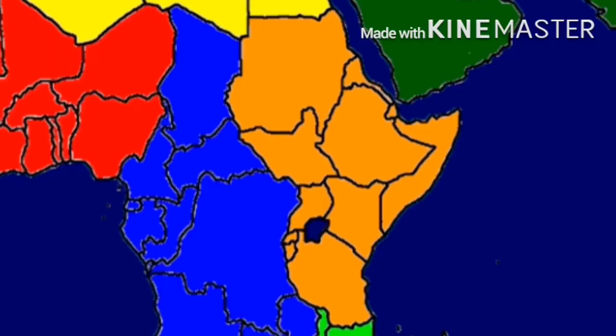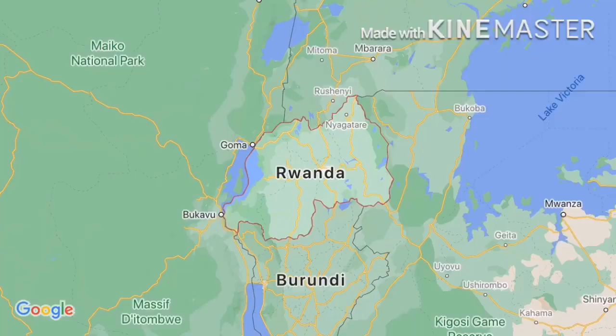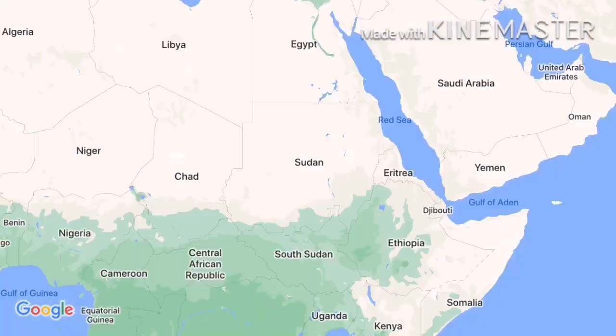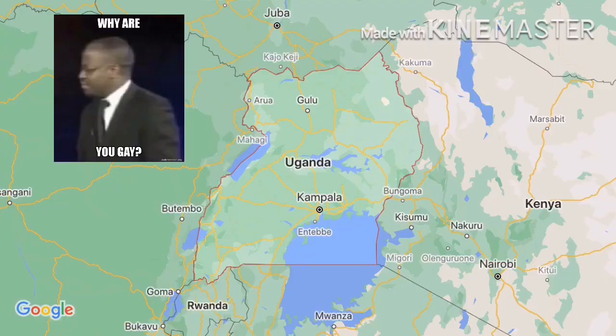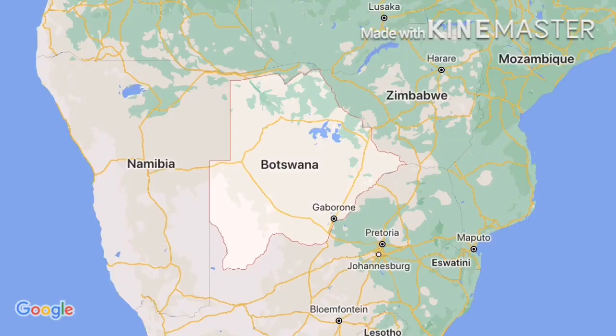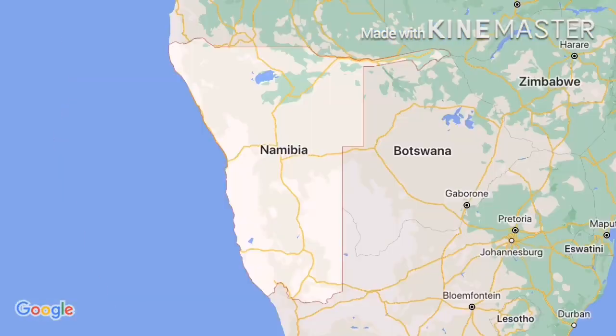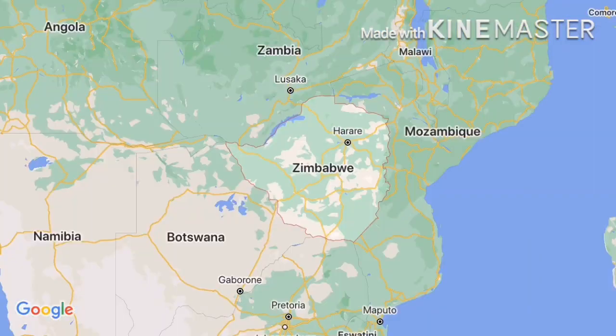Fourthly, let's look at Eastern Africa. Eastern Africa will include the following 13 states: Burundi, Comoros, Djibouti, Eritrea, Ethiopia, Kenya, Rwanda, Seychelles, Somalia, South Sudan, Tanzania and Uganda. Fifthly, let's look at Southern Africa. Southern Africa will include the following 10 states: Botswana, Swaziland, Lesotho, Madagascar, Malawi, Mauritius, Mozambique, Namibia, South Africa and Zimbabwe.